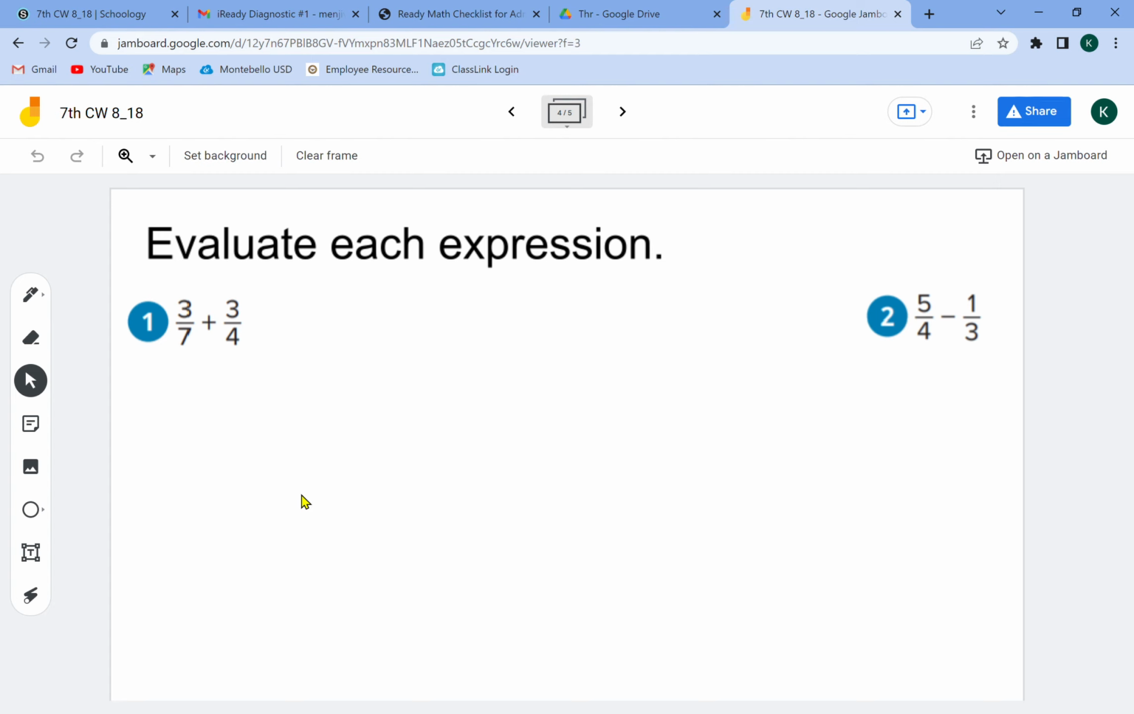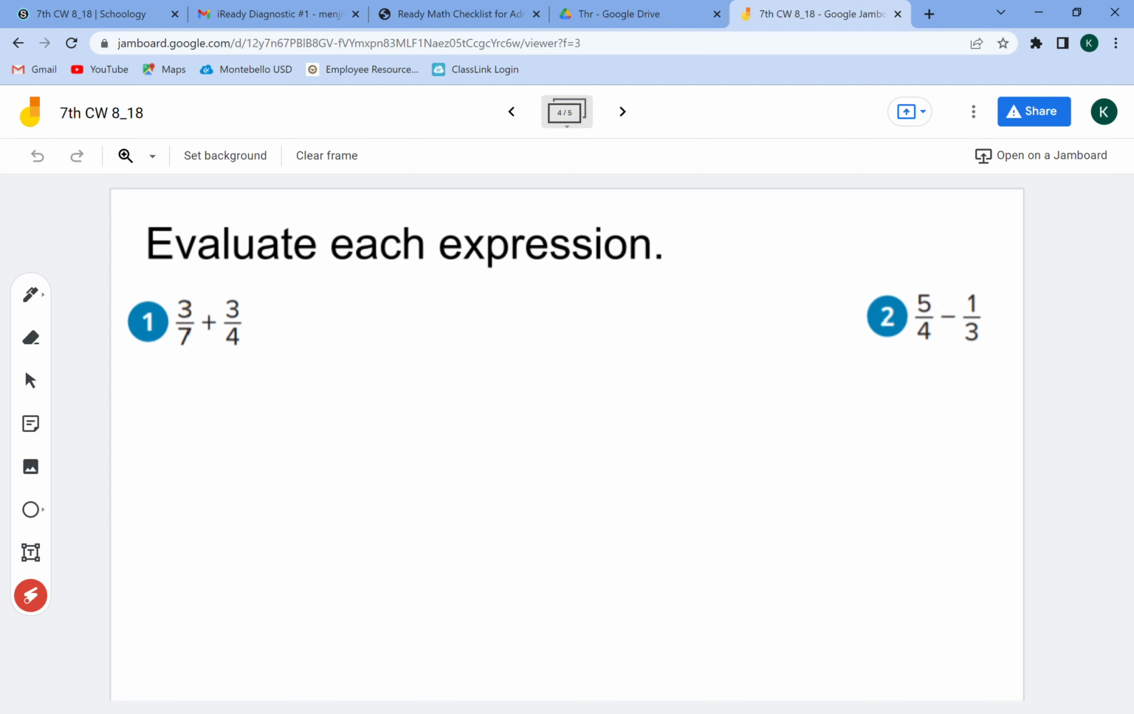Okay, so in this video, I will go over problems 1 and 2. Notice that they deal with fractions. These are two examples of fraction operations, and the operations are addition and subtraction.